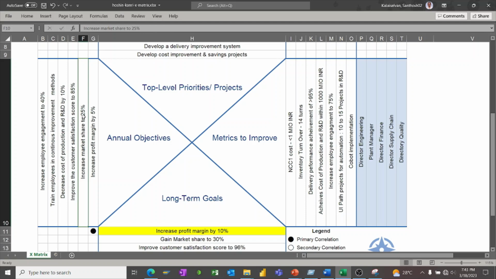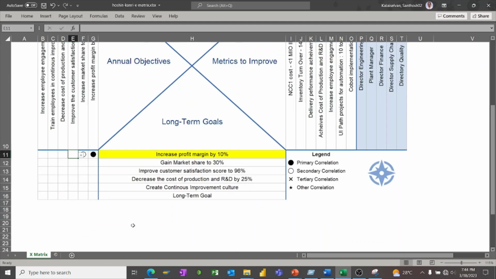Increase the market share to 25%. Yes, obviously it will help to increase the profit margin by increasing the market share, but it is not the primary, so I will put this as a secondary correlation. And improve the customer satisfaction to 85%. Still it can help, but I can put this as an other correlation.